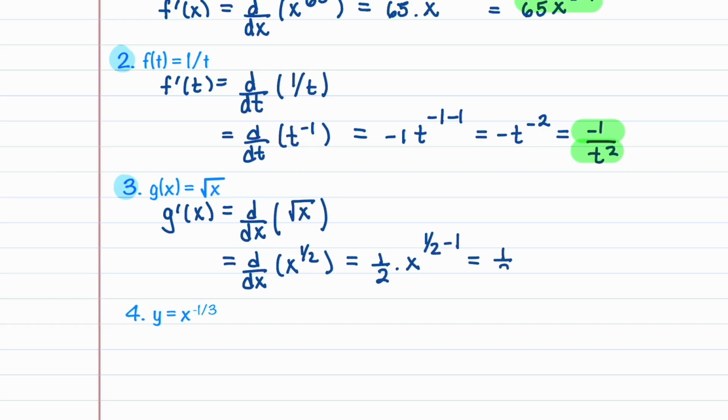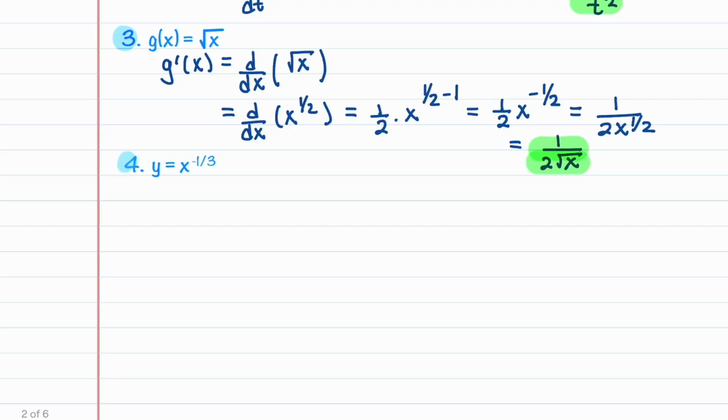This is 1/2 x to the minus 1/2, which is 1 all over 2 times x to the 1/2. I'm bringing that power down into the denominator. Now then, let's write our answer as 1 over 2 square root of x, because we had a square root of x in our original function. And that's our final answer. Let's look at one more.